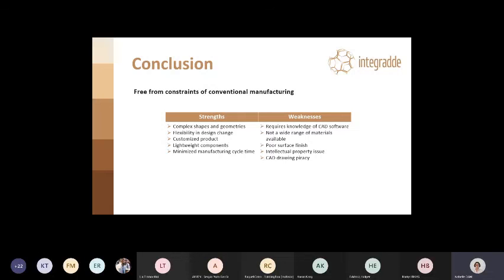But there are some weaknesses compared to traditional manufacturing design. It requires knowledge of CAD software. The range of materials may be more limited depending on the application. The surface finish generally is quite poor, so it requires a post-processing treatment. And there might be some legal issues due to intellectual property and CAD drawing piracy.